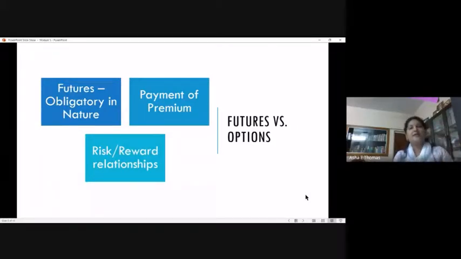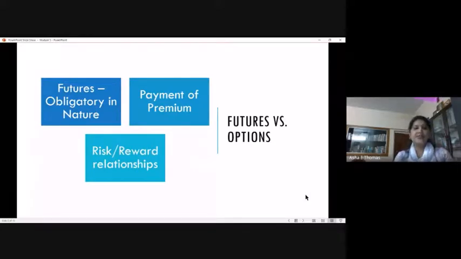Another difference: in futures, there is no premium payment because there is no purchase of a right. Of course, there is margin which is kept with the platform, the clearing house, and the net off is settled between the parties. But there is no premium payment, because premium is paid for buying the right.